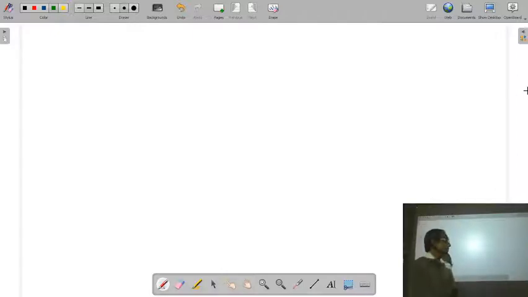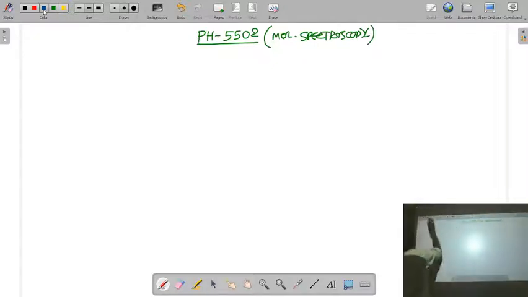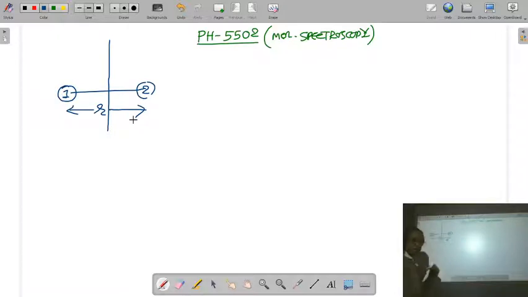Dear student, in the last lecture of molecular spectroscopy, we have considered the molecule as a rigid rotator, in which two atoms of the molecule are rigidly held together with a constant internuclear separation R and capable of rotating about an axis passing through the center of mass.